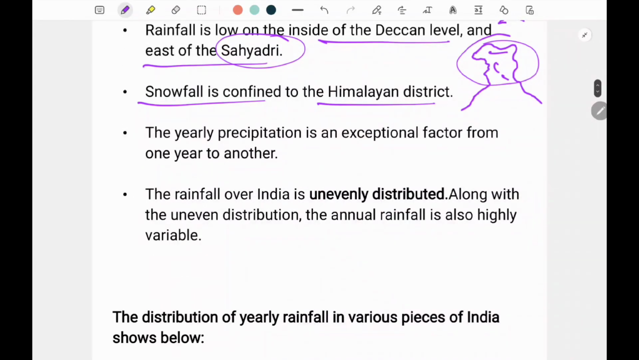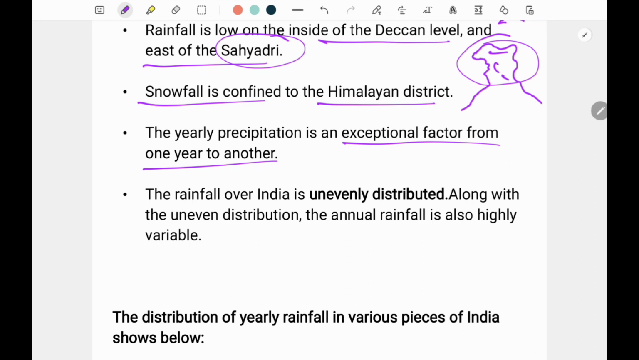The yearly precipitation varies exceptionally from one year to another, because multiple factors are there. El Nino is there and other geographical rain patterns are there. Then climate change is also one of the problems nowadays. Global warming is also a problem nowadays. So multiple reasons are there why we have different precipitation over the years.